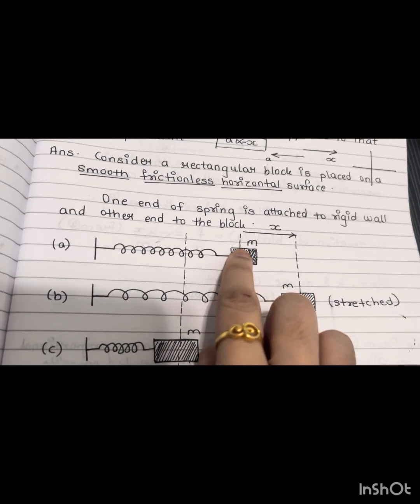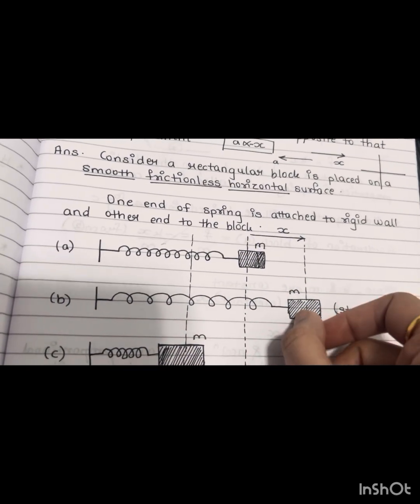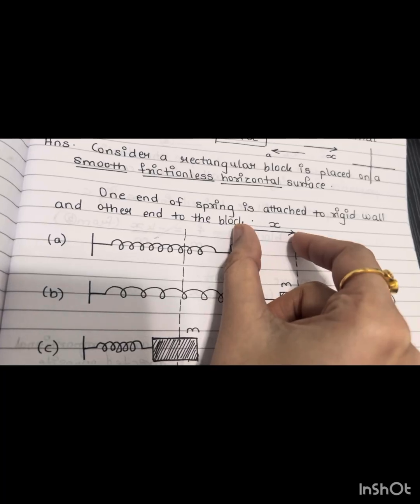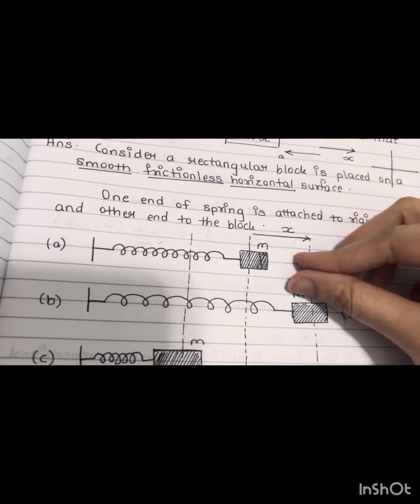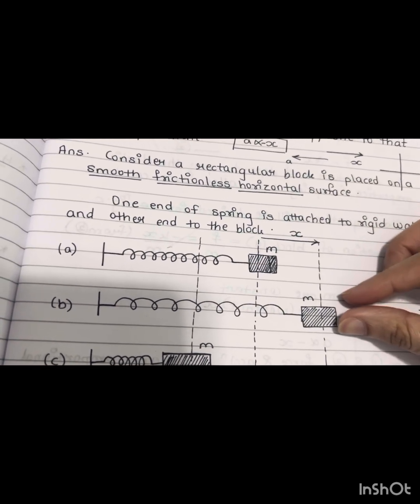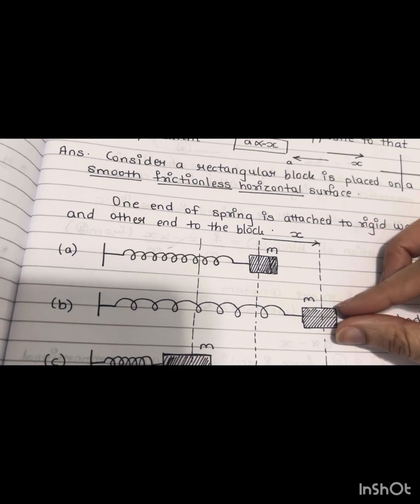तो ब्लॉक के इस मीन पोजीशन के सेंटर से, इस सेंटर पोजीशन से हमारा डिस्प्लेसमेंट है, दैट इज x. मैंने ब्लॉक को पकड़ा और टूवर्ड्स पॉजिटिव एक्सट्रीम मैंने ब्लॉक को स्ट्रेच कर दिया, मतलब स्प्रिंग को स्ट्रेच कर दिया. As soon as I leave the block at this position, what is going to happen?